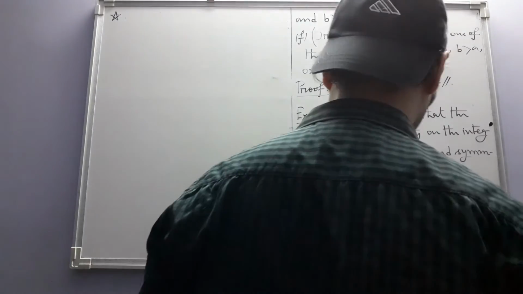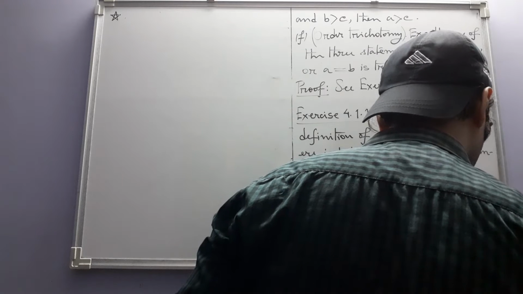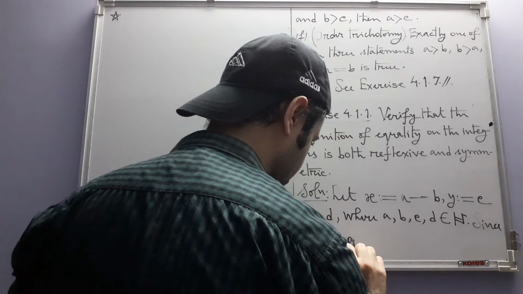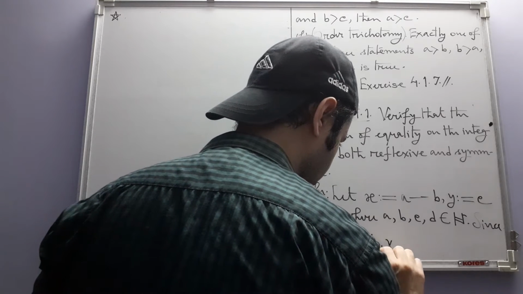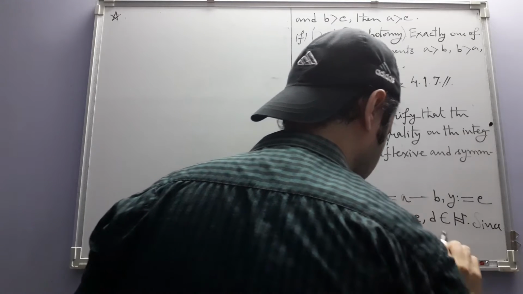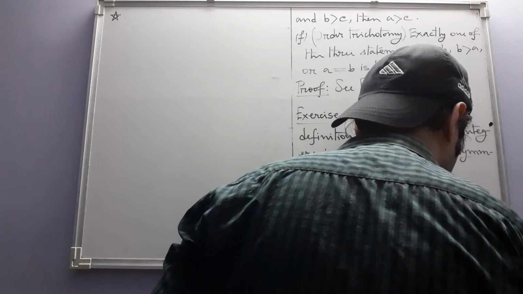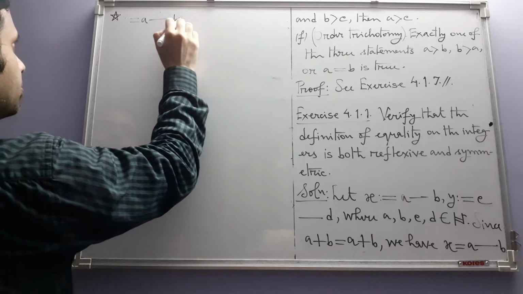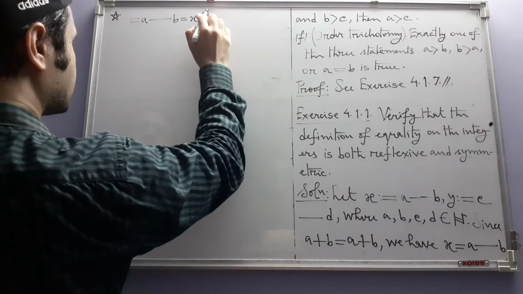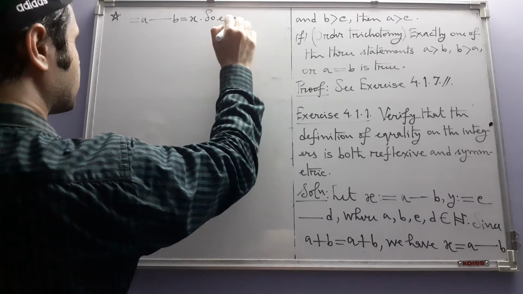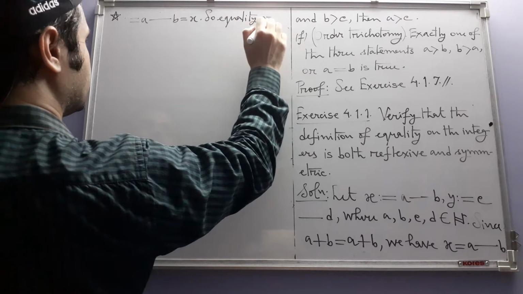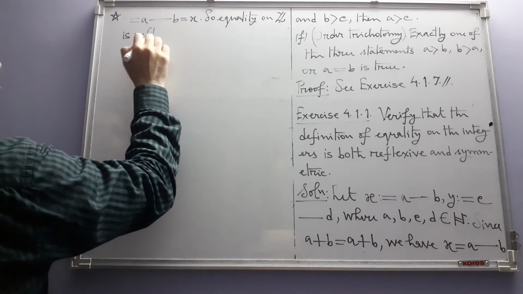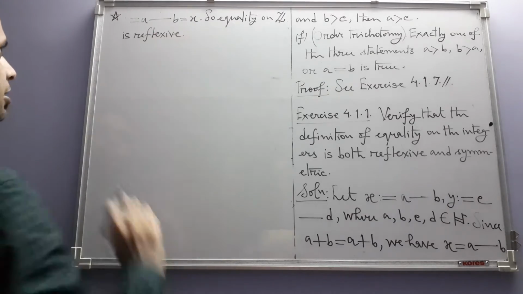Reflexivity is actually trivial, since a plus b is equal to a plus b. Yes, it looks stupid, but it is what it is. We can't do anything about that. So equality on Z is reflexive.